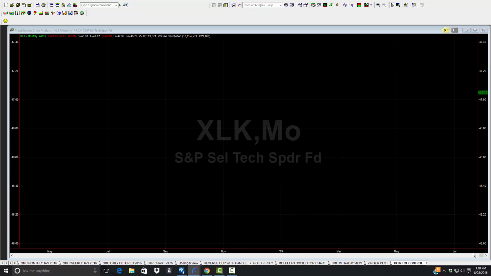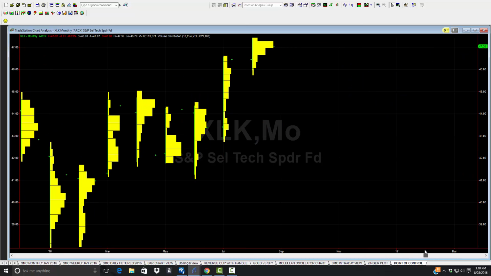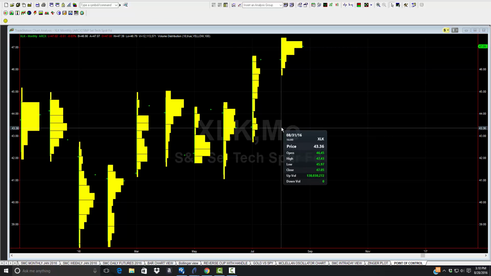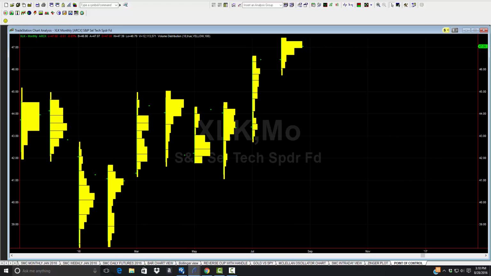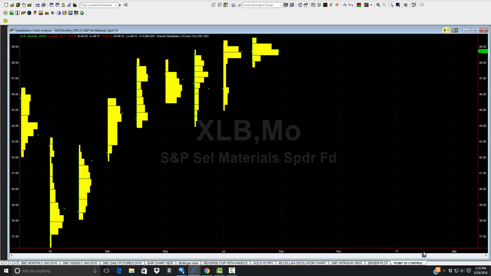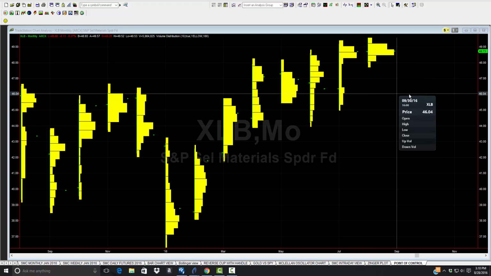But let's look at XLK, tech. It also has run. But if this area doesn't hold, where is the point of control? I would say it's going to be down in here someplace, 10-15% lower. It's really been industrials and tech that are holding up the SPY, not the banks, not the transports. And this is XLB, building materials, which kind of held as well. If this area doesn't hold, it's going to be coming on down.